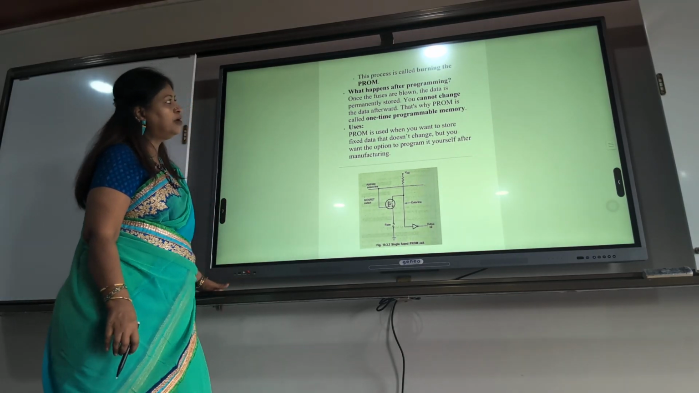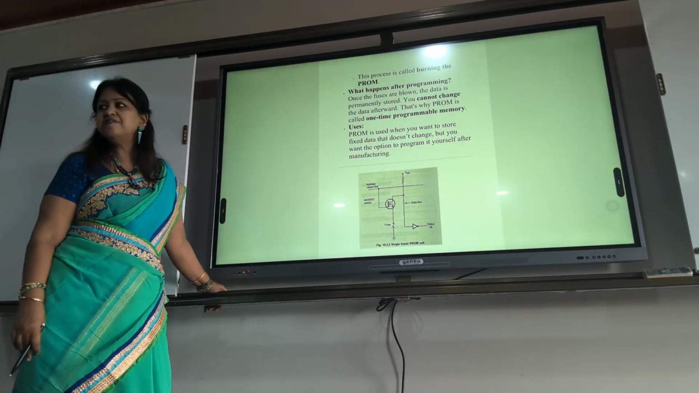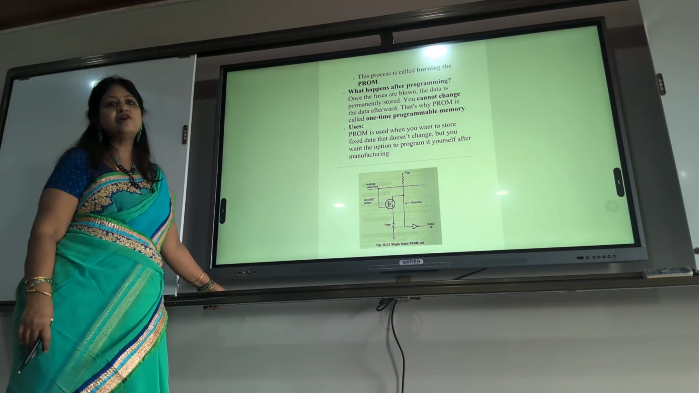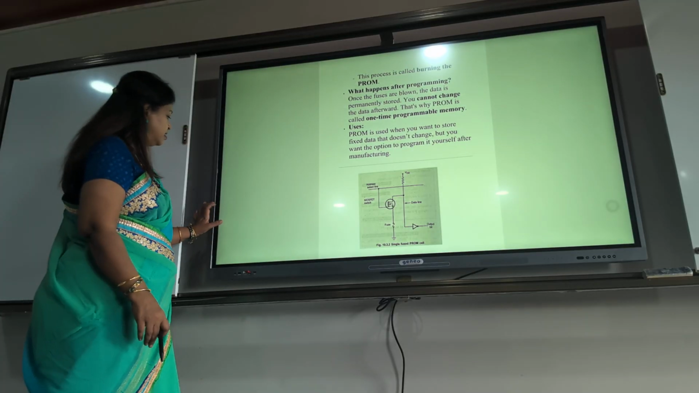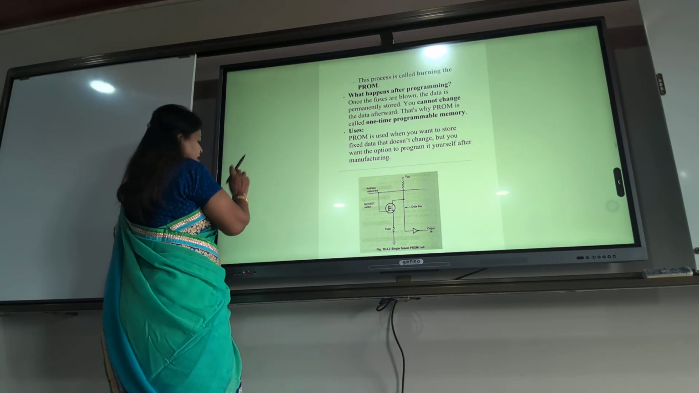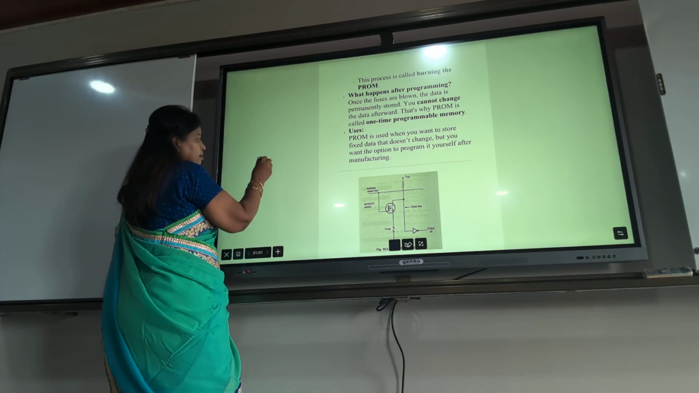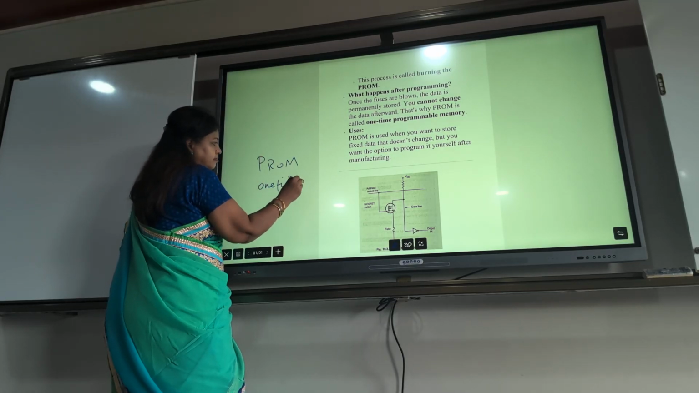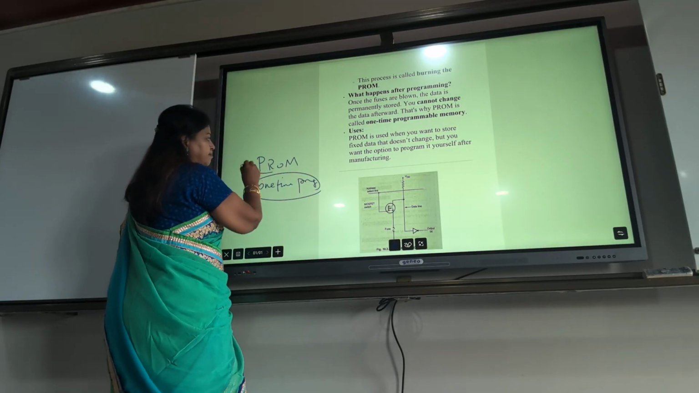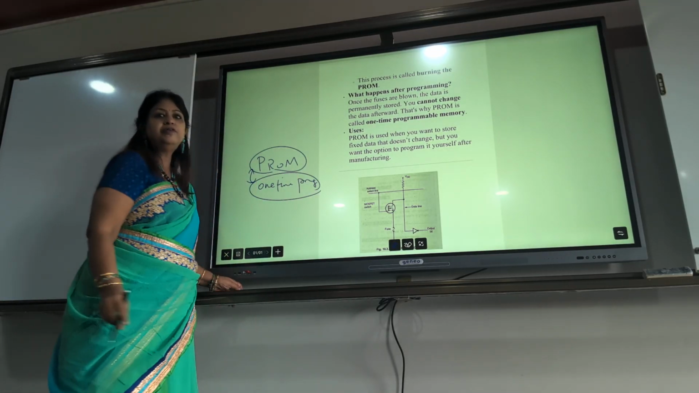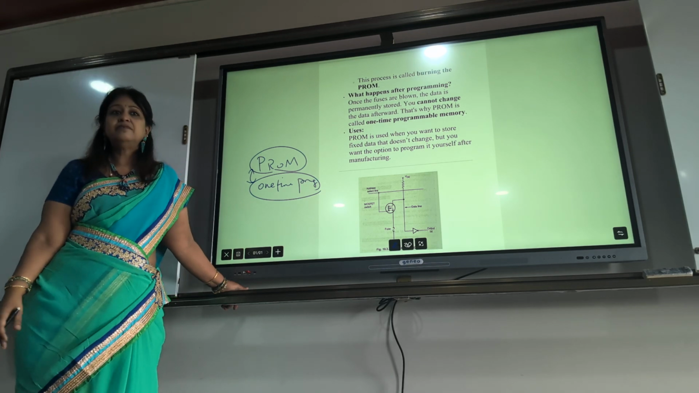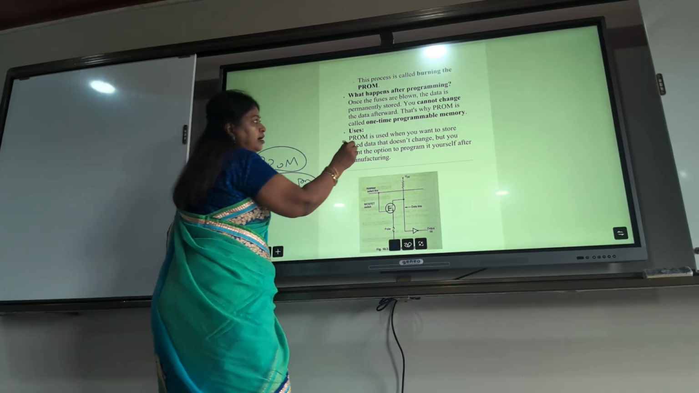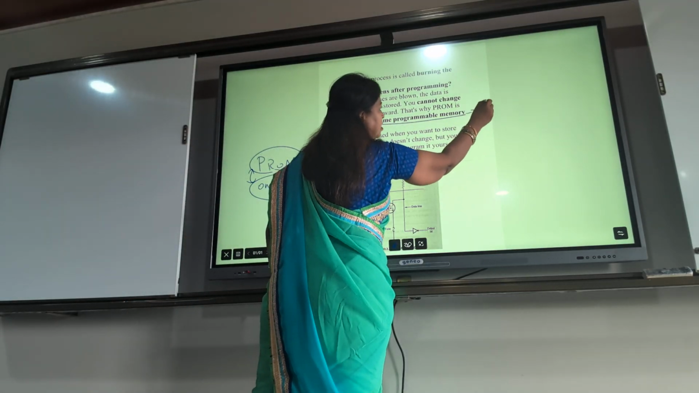So what happens after programming? Once the fuses are blown, the data is permanently stored. You cannot change the data afterwards. That is why the PROM is called one-time programmable memory. See, in this type of question, even if they ask about PROM or one-time programmable memory, you should know both are the same. Here it will twist. You know the answer, but you don't know the name. So here you have to be careful. One-time programmable memory is nothing but PROM.